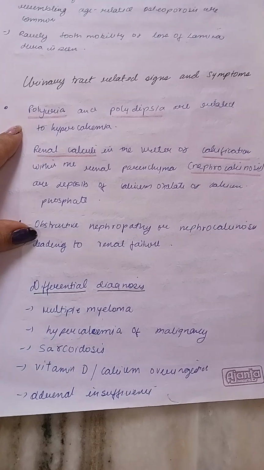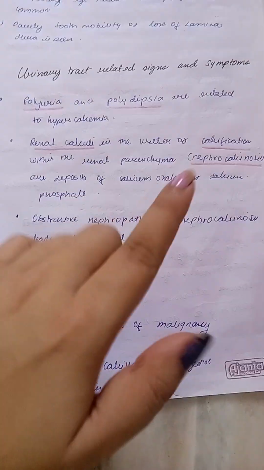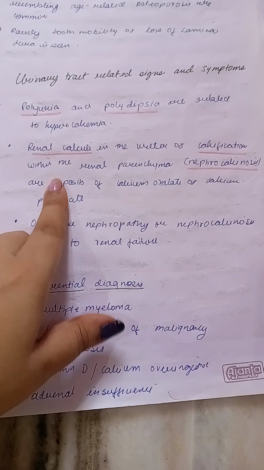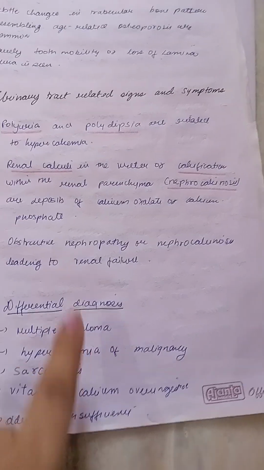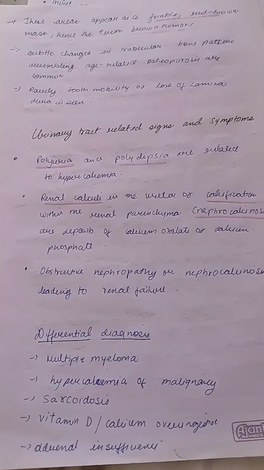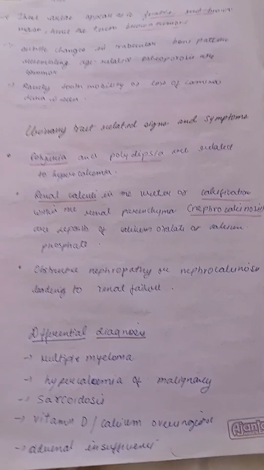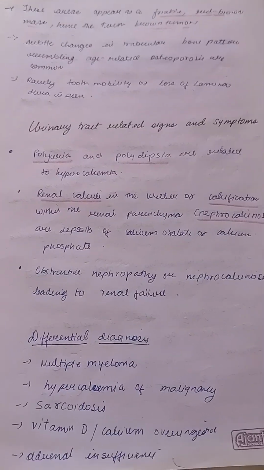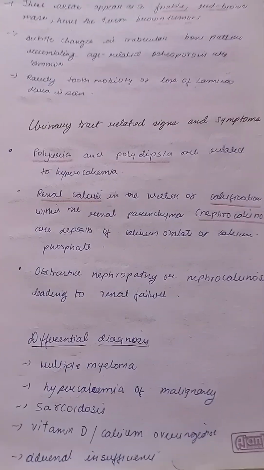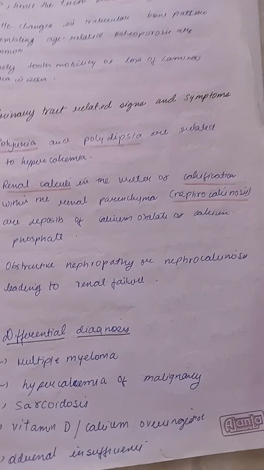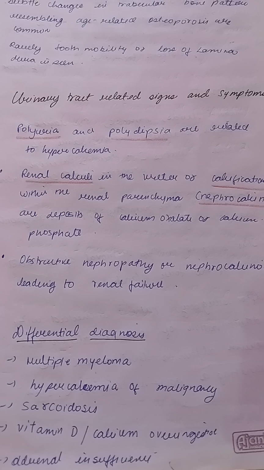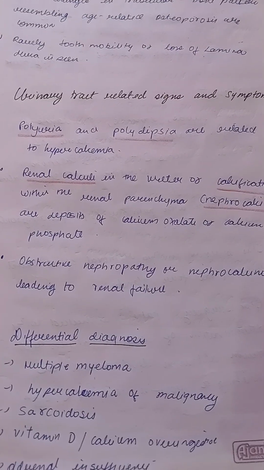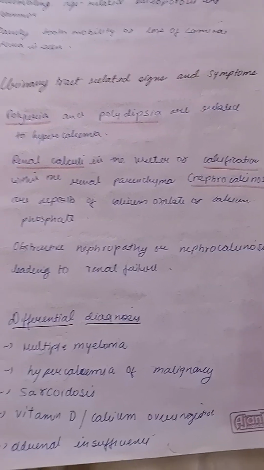These are urinary tract related signs and symptoms: polyuria, polydipsia, renal calculi, nephrocalcinosis, obstructive nephropathy. So, in primary hyperparathyroidism, we have seen three things. Firstly, hypercalcemia related signs and symptoms. Second is bone related signs and symptoms. Third is urinary tract related signs and symptoms.